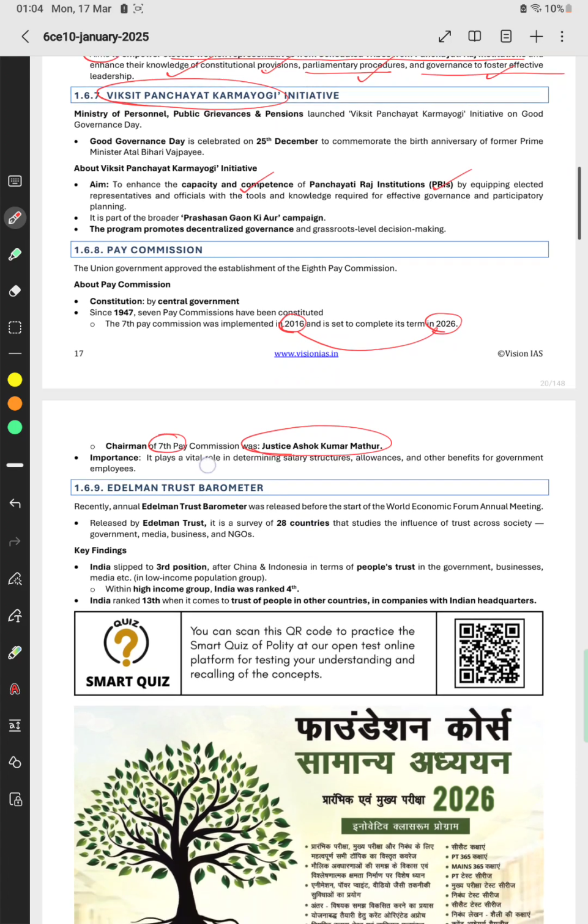The Union Cabinet approved the 8th Pay Commission. What importance does it play? Determining salary structure, allowances and other benefits. Presently there is the 7th Pay Commission, from 2016 to 2026. Justice Ashok Kumar Mathur is the head of the 7th Pay Commission.